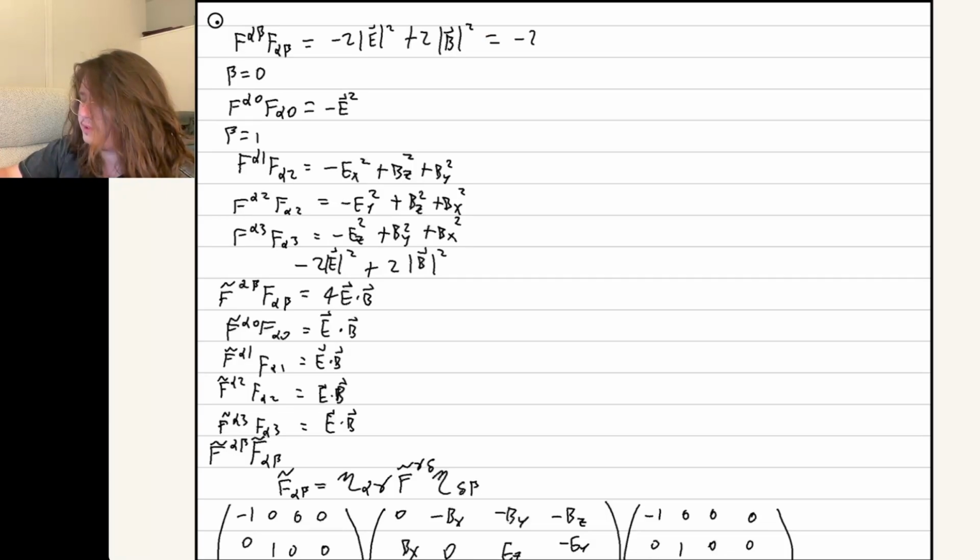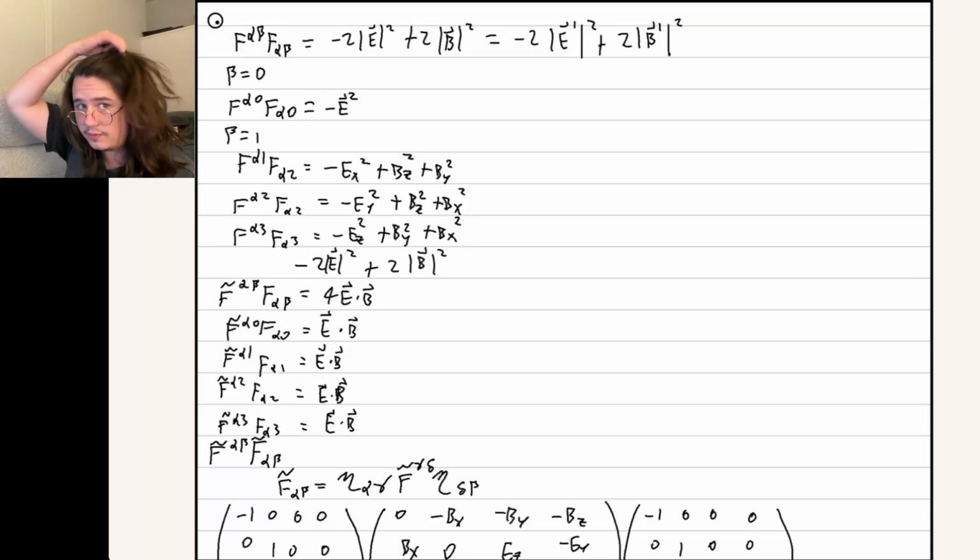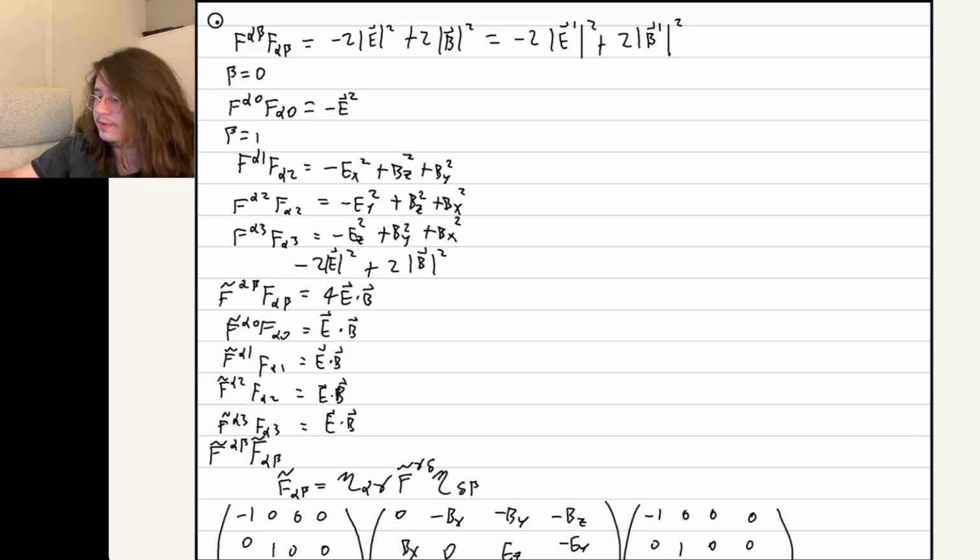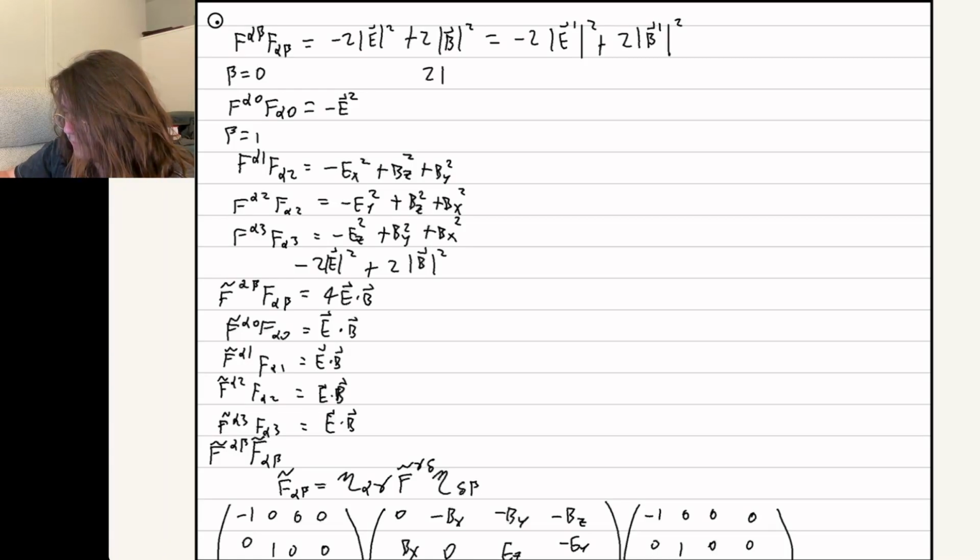So it's equivalent to write the e squared and b squared of a different frame related to the first frame by a Lorentz transformation, right? Okay, so if the field is entirely electric in one frame, then we have that the left-hand side of this equation is 2b squared.